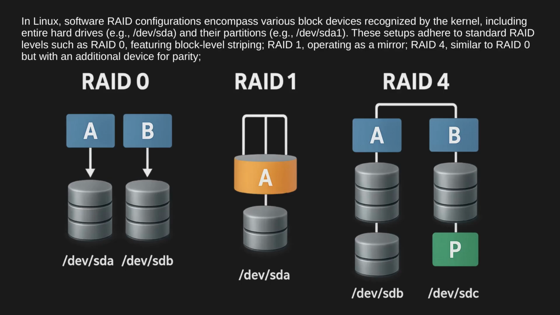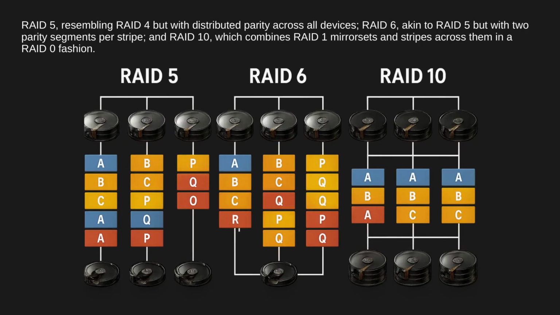These setups adhere to standard RAID levels such as RAID 0, featuring block-level striping, RAID 1, operating as a mirror, RAID 4, similar to RAID 0 but with an additional device for parity, RAID 5 resembling RAID 4 but with distributed parity across all devices, RAID 6 akin to RAID 5 but with 2 parity segments per stripe, and RAID 10 which combines RAID 1 mirror sets and stripes across them in a RAID 0 fashion.